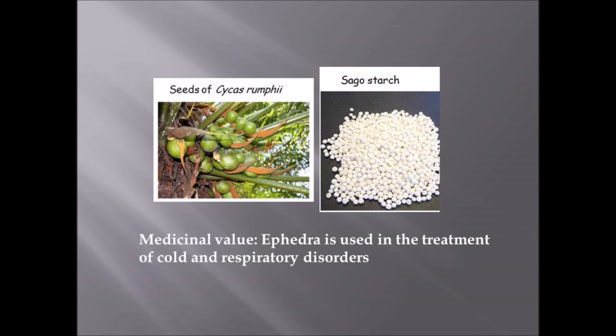In this slide, you can see the pictures of Cycas rumphii and the sago starch. And the medicinal value of this cycas plant is ephedra. It is used in the treatment of cold and respiratory disorders. So the medicine taken from the cycas plant is ephedra, and it is used for the treatment of cold and some respiration and breathing problems. For all those things, the cycas plant can be used for medicinal purposes.